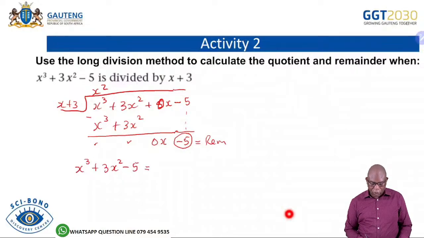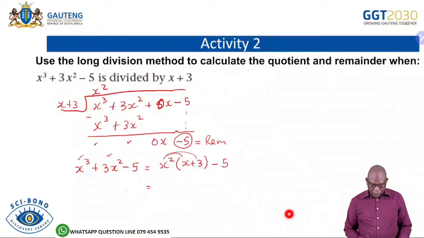Then that will be equal to, now what is our quotient? Our quotient is going to be x squared. Then we have our divisor, which is going to be x plus 3. Then we've got our remainder, which is negative 5. So if I multiply this out, I'll get x cubed, then plus 3x squared, and then a negative 5, which is our remainder there.